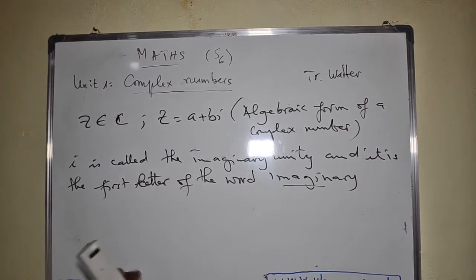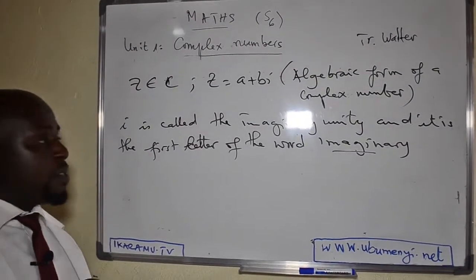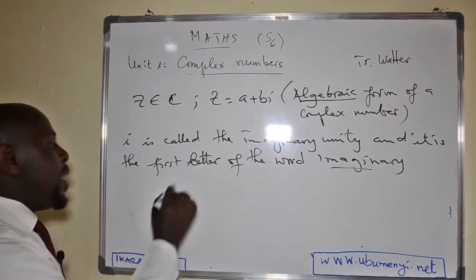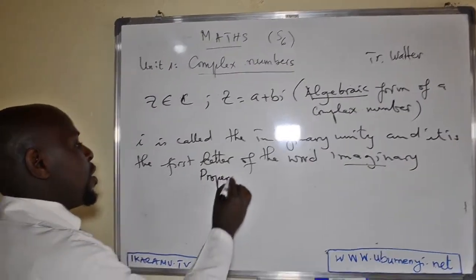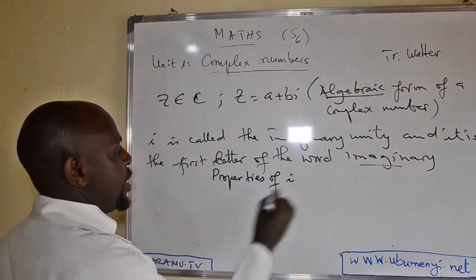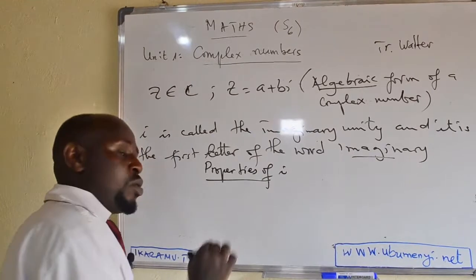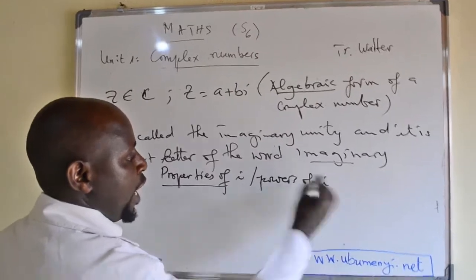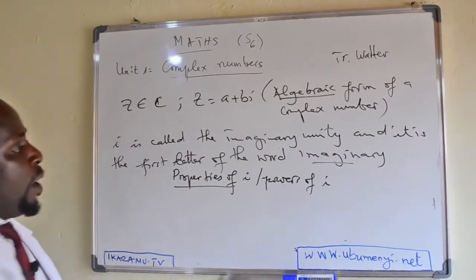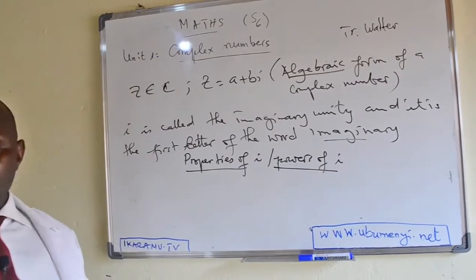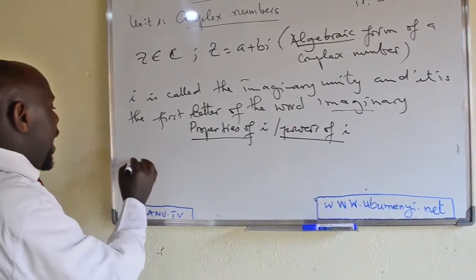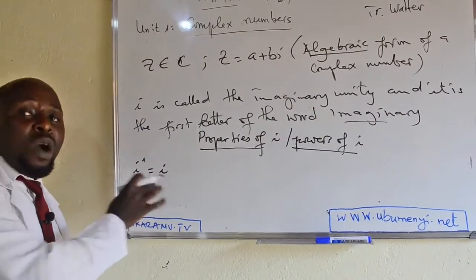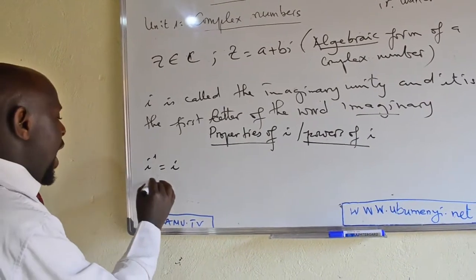So, I'm here going to take you through the properties of this I. Remembering that this is the algebraic form of a complex number, we are now going to talk about properties of I. Within the properties of I, we shall also talk about the powers of I. We have different powers. I power 1 will always be equal to I because every number power 1 is itself.